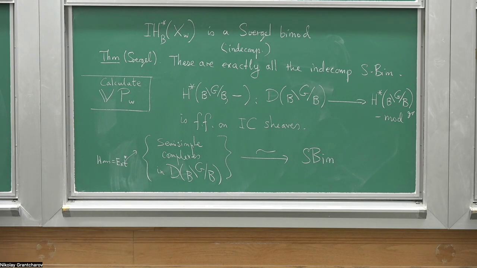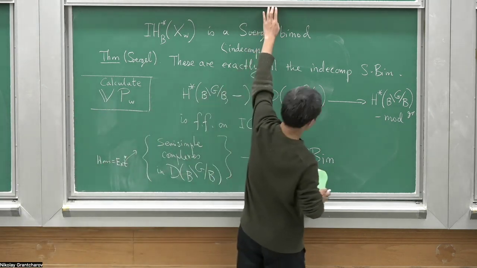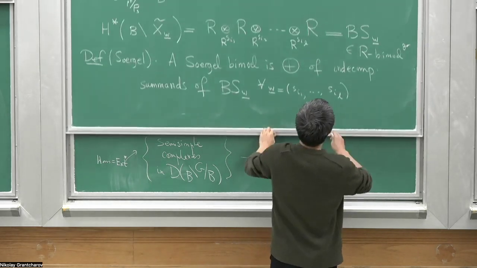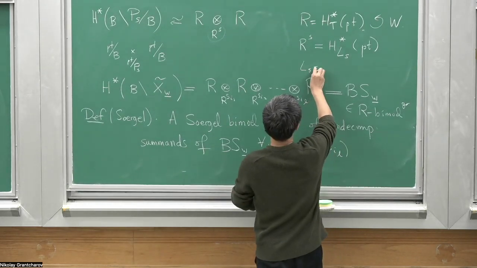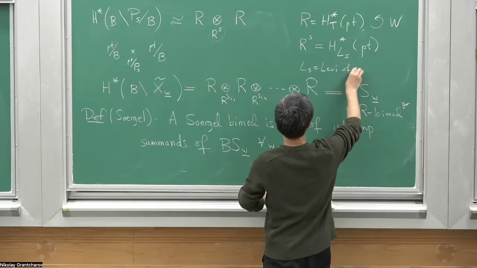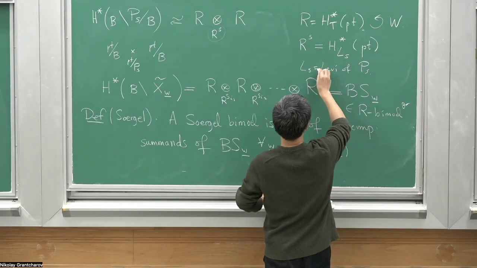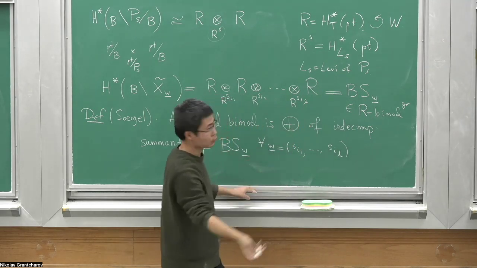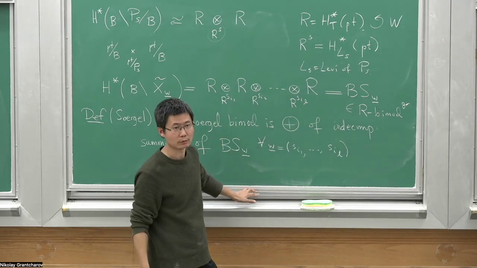A little bit back. Yeah. It's about your notation L_S. It's the Levi subgroup. So let's say this is the Levi of P_S. So it has two roots, alpha_S, plus minus alpha_S.